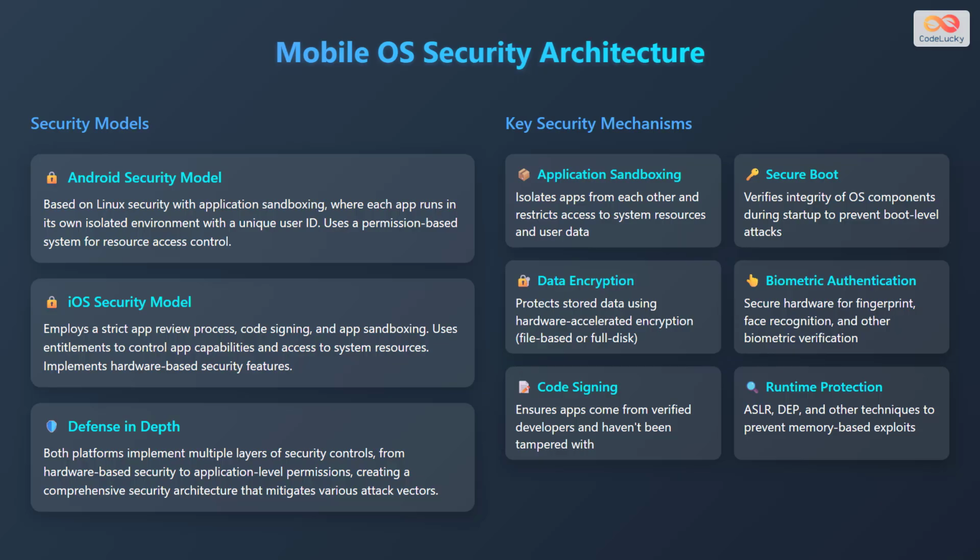The iOS security model employs a strict application review process, code signing, and application sandboxing. iOS uses entitlements to control application capabilities and access to system resources and implements hardware-based security features. Both platforms implement multiple layers of security controls, from hardware-based security to application-level permissions. This creates a comprehensive security architecture that mitigates various attack vectors. Key security mechanisms include application sandboxing, secure boot, data encryption, biometric authentication, code signing, and runtime protection.